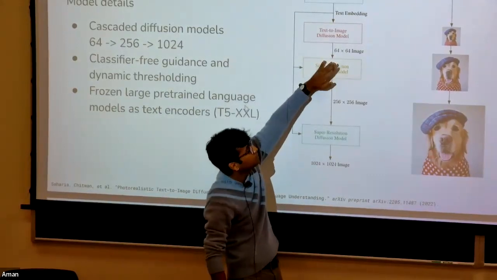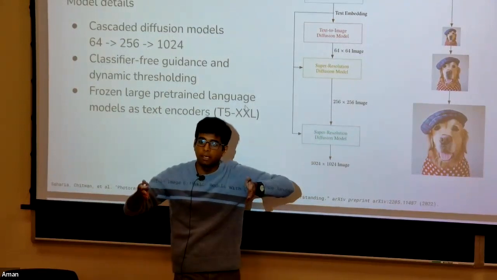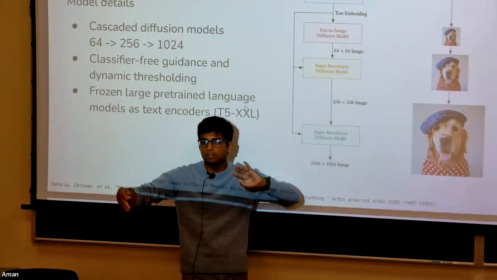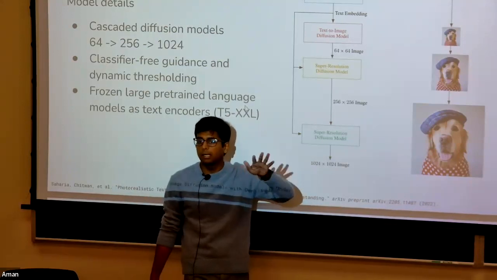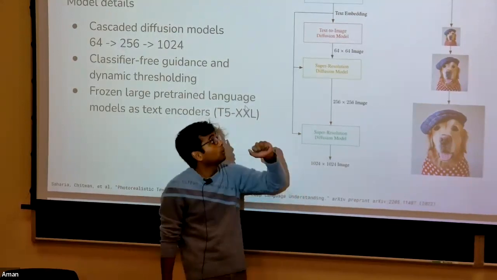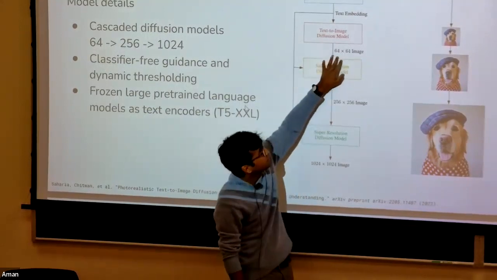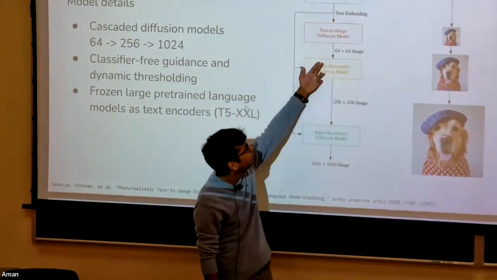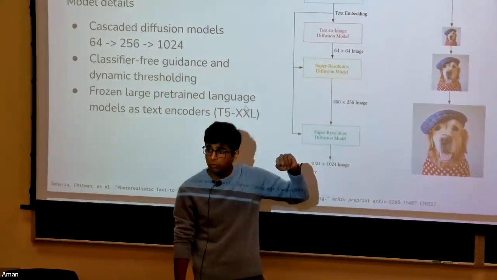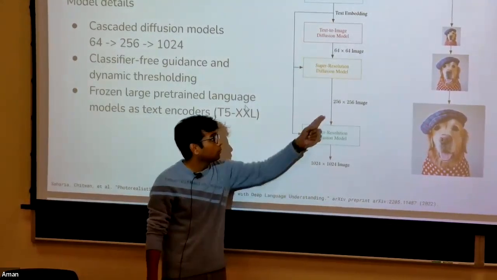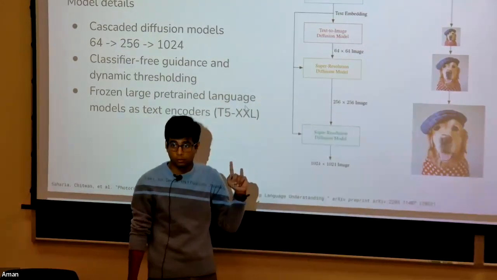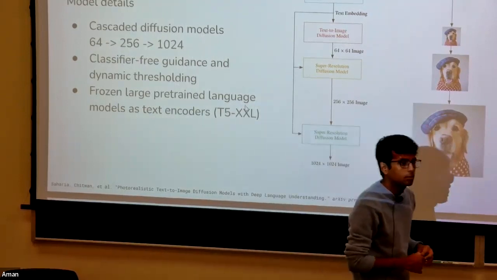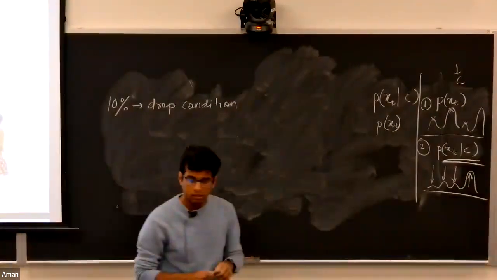And then you have a text to image diffusion model, which directly takes in that embedding into account, and then just trains the diffusion model, which is completely conditional. That would generate a 64 by 64 image, and then you have two stages of super resolution where you go from 64 by 64 to 256 by 256, and then another super resolution model which takes it from 256 to 1024. So a very straightforward, simple architecture. It is amazing how well it works.